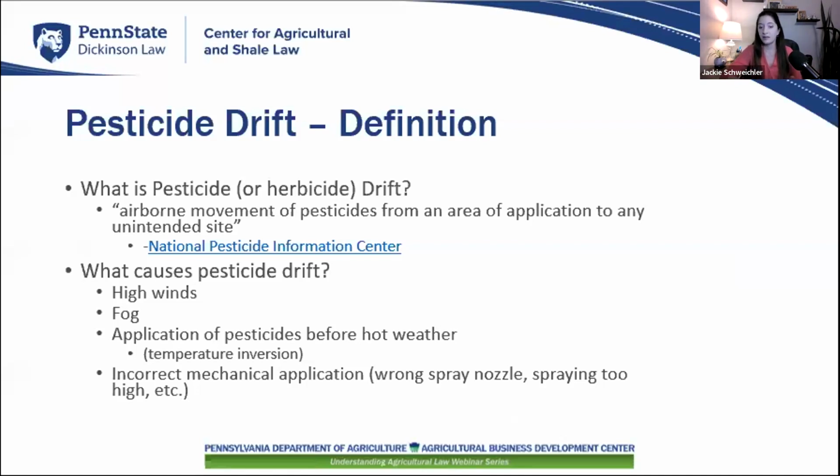Pesticide drift can be caused by high winds, fog, or application of pesticides during a temperature inversion. Drift can also occur when the applicator applies the pesticide incorrectly. For example, if the applicator uses a spray nozzle that isn't designed to work with the type of formulation that they're using, or maybe they're spraying a little too high above the field. So what can drift do? It can cause physical damage to neighboring fields and plants. It can cause damage in the form of causing an organic farmer to lose their certification. It could also cause harm to people or animals and can pollute waterways.